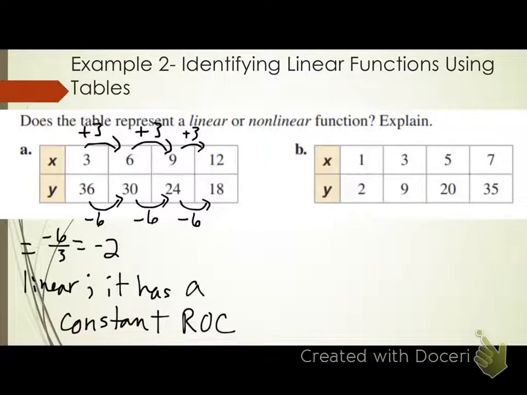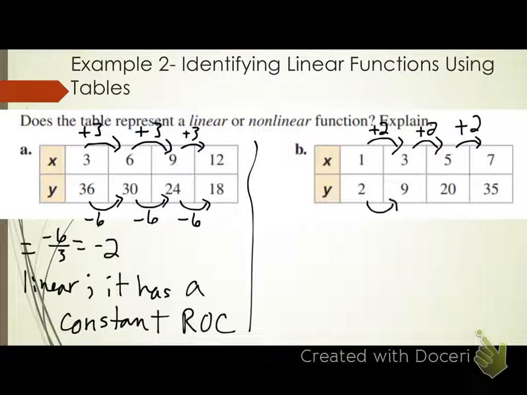Does that make sense for letter A? We good with that one? Can I move to letter B? Okay, we're going to approach it the exact same way. I'm going to check my x values, and I'm also going to check my y values. How do I get from 1 to 3? Add 2. 3 to 5. Add 2, and 5 to 7. Add 2. So right now, it's looking pretty good for it being linear, but I cannot just base that on the x values, can I? Got to check the y values as well.